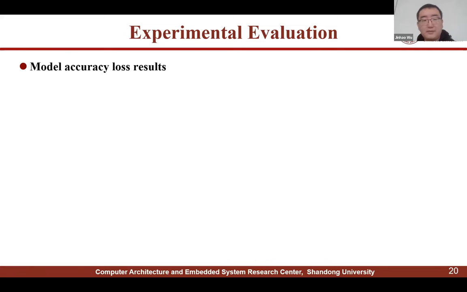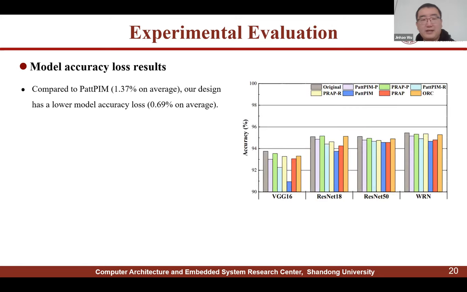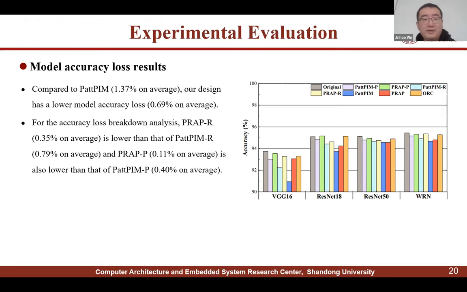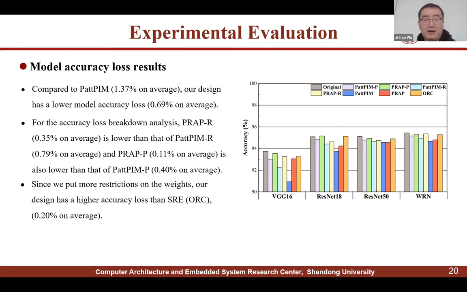For the model accuracy loss results, compared to the PetPim, our design has a lower model accuracy loss. For the accuracy loss breakdown analysis, PrepR is lower than that of PetPimR. Well, PrepP is also lower than that of PetPimP. Since we put more restrictions on the weights, our design has a higher accuracy loss than SRE. However, considering the performance and energy efficiency improvements, we think the model accuracy loss is acceptable.